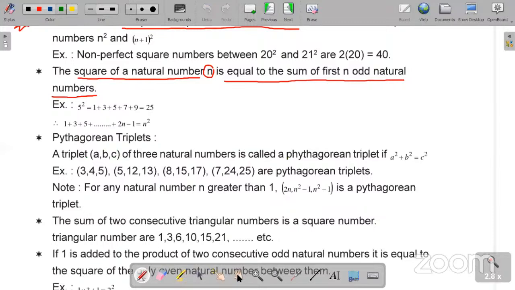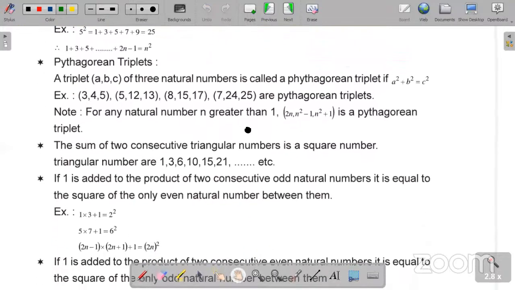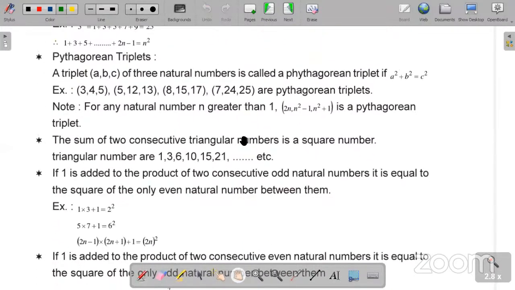Next concept. See, this is very important: Pythagorean triplets. A triplet A, B, C of three natural numbers is called a Pythagorean triplet if A square plus B square is equal to C square. Triplet means three. Don't get confused.